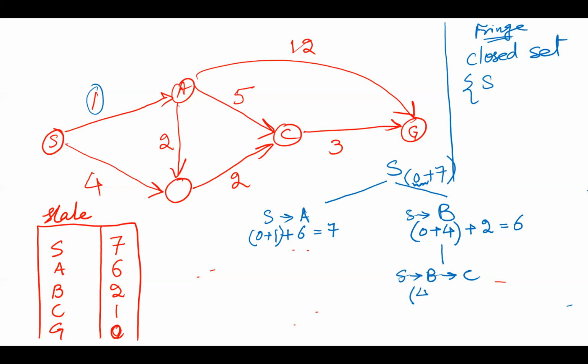From B to C. So 4 plus 2, right? So that's our G of n. G of n plus H of n. What is H of C? 1. This is 7, right?